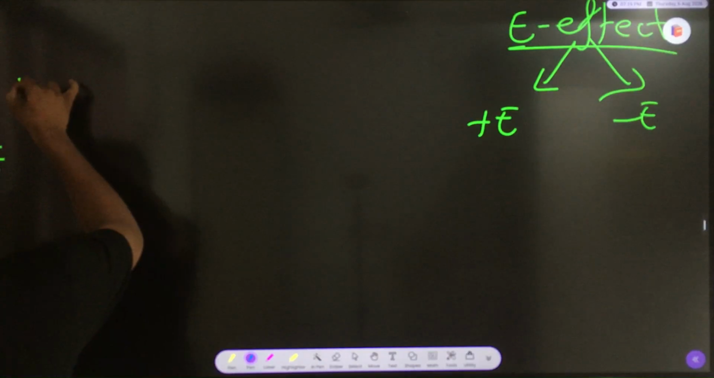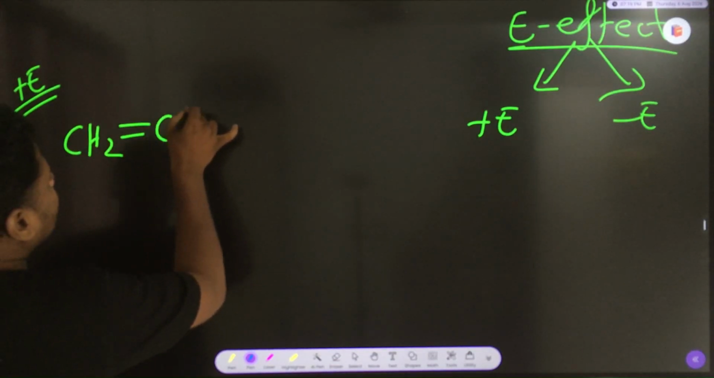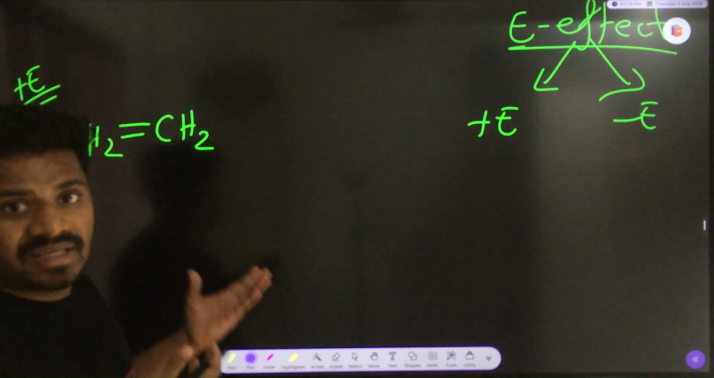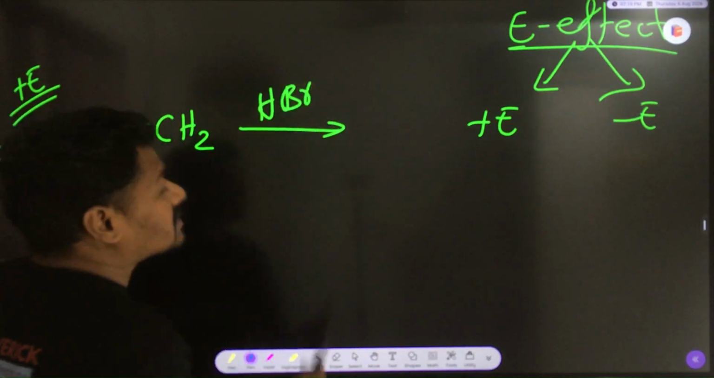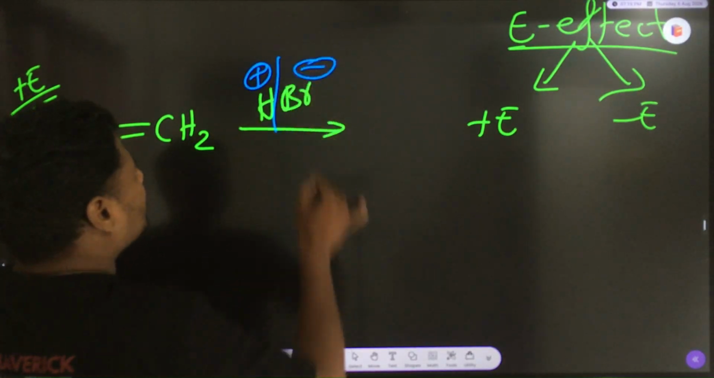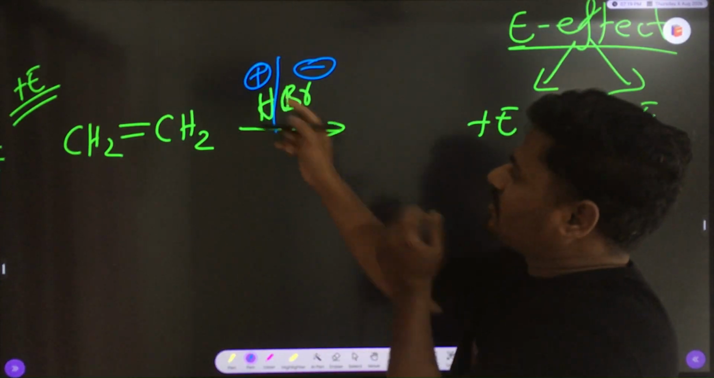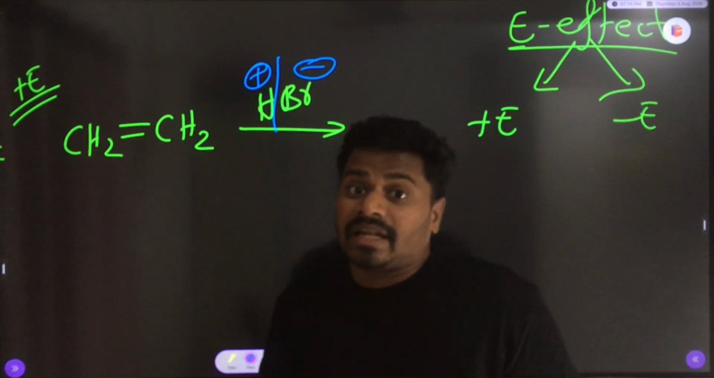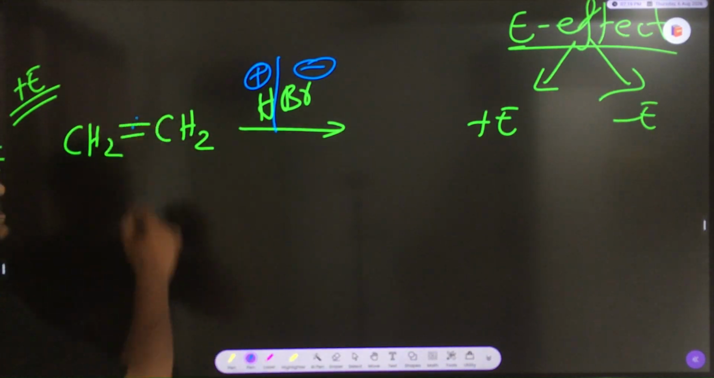The first one is the plus E effect. Here the pi bond, which means a multiple bond containing molecule, exactly, we have ethene, the simple one, and the reagent is HBr. You know how to separate the charge. Exactly, hydrogen gets partial positive and Br gets partial negative because it is more electronegative. So the reagent is electron deficient, while the molecule is the richer area because it has a pi electron. Whenever they have a pi electron, they are rich.